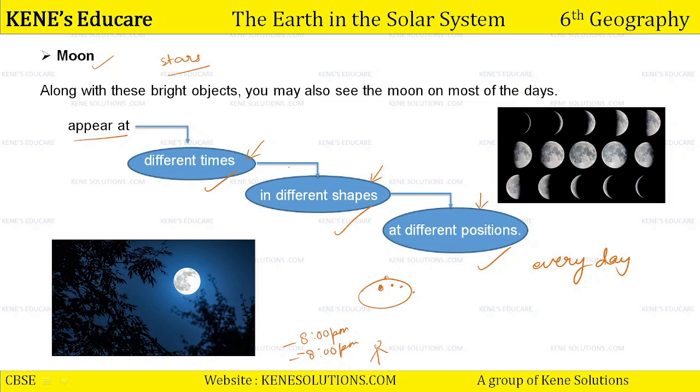Why does all this happen? Why does it come at different times? Why does it keep changing its shape? Why does it keep coming at different position? How does it happen? We will read about this in this chapter. मैं आपको सब कुछ बताऊंगी कि क्यों moon जो है वो अलग अलग time पे आता है, अलग अलग shape में आता है, अलग अलग position में भी आता है. We will read about this.